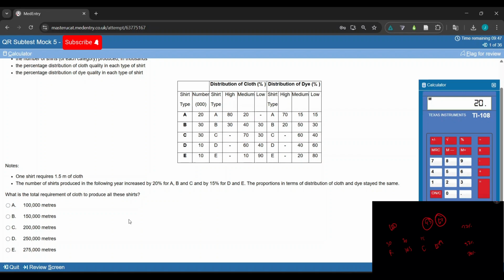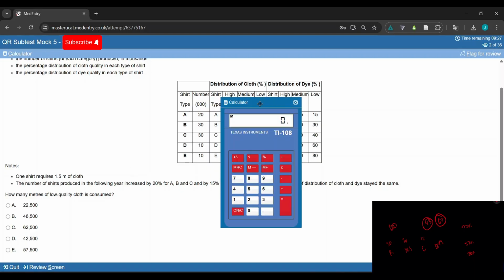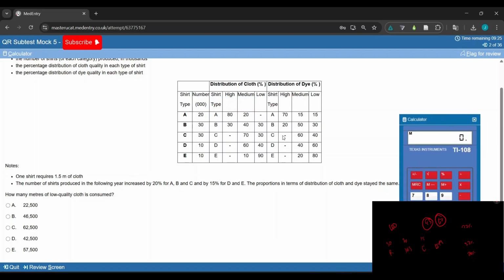So 20 plus 30 plus 30 plus 10 plus 10, and then times this by 1.5. So this is the only answer it can be. How many meters of low quality cloth is consumed?